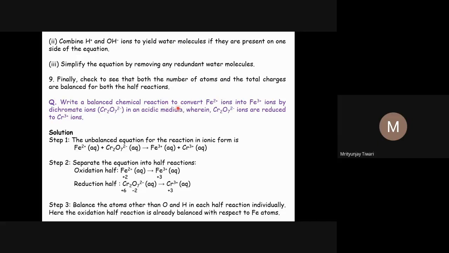Write a balanced chemical reaction to convert Fe2+, the ferrous ion, to ferric ions by dichromate ions, Cr2O7 2-, in an acidic medium. In an acidic medium, we do not need to add OH- ions or anything else. Since the reaction is happening in acidic medium, simply adding H+ ions will work for us. Here, dichromate ions are reduced to chromium 3+ ions.